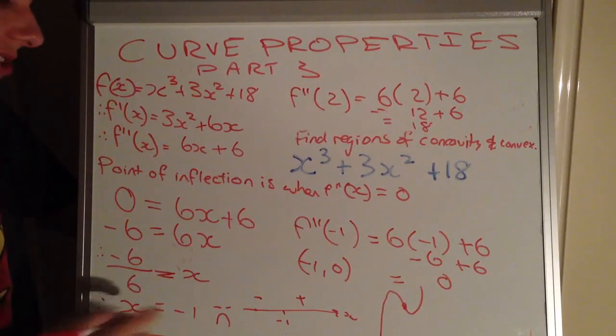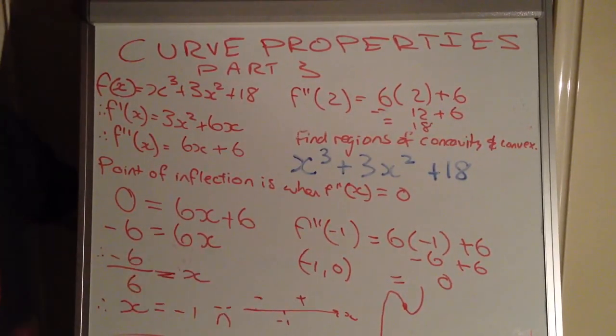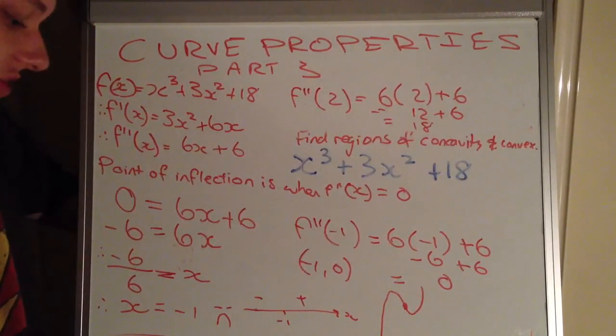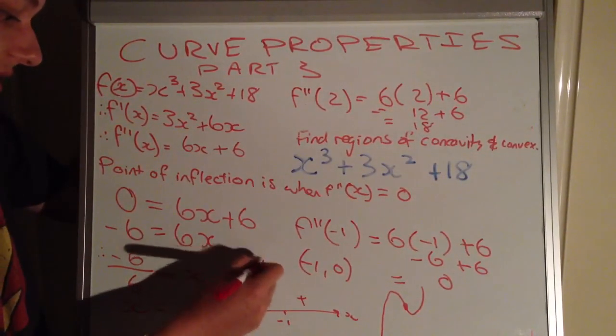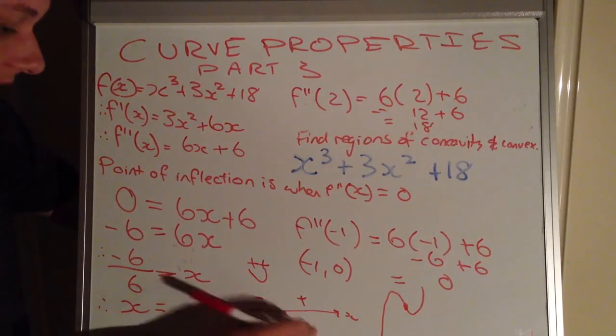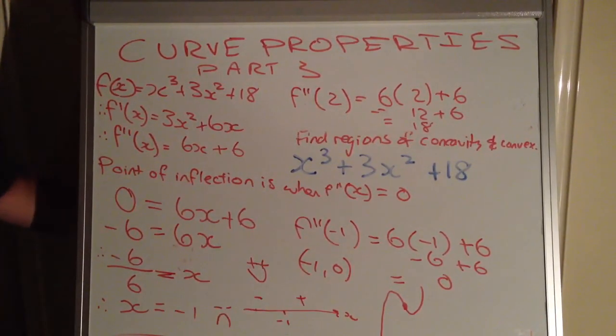Okay, and now what we do is we consider what the positive value means in context of our concavity and convexity question. And positive means that it's going to be happy, so it's convexing. And so we've got our sign diagram there, and we can write a final conclusion.